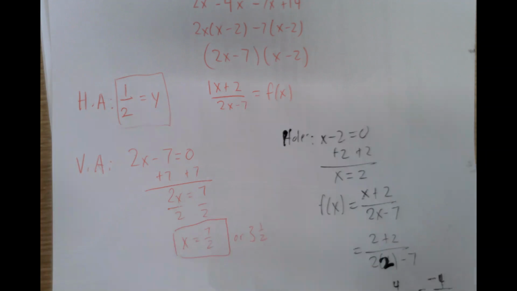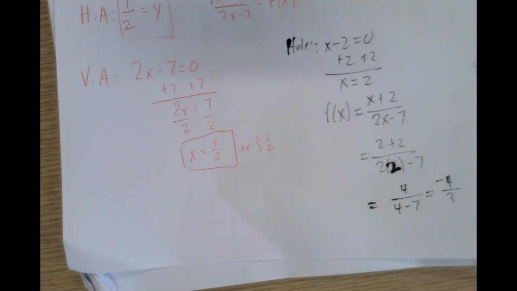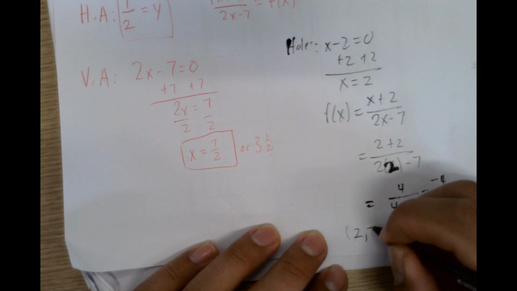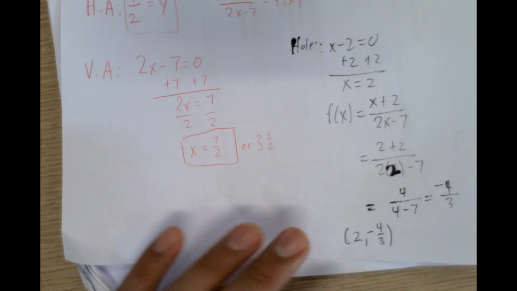So we plug it in, we get 2 plus 2 divided by 2 times 2 minus 7. And we get 4 divided by 4 minus 7, and we get negative 4 thirds. Okay. So what that means is that at the point 2, negative 4 thirds, with a y value of negative 4 thirds, there is a hole. There is a hole at that point.